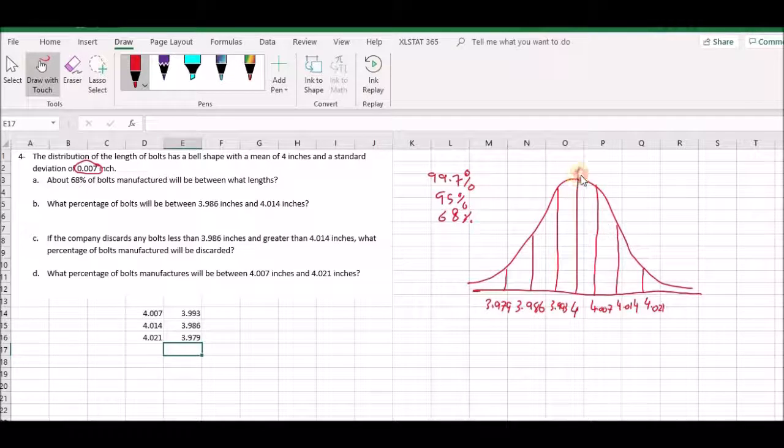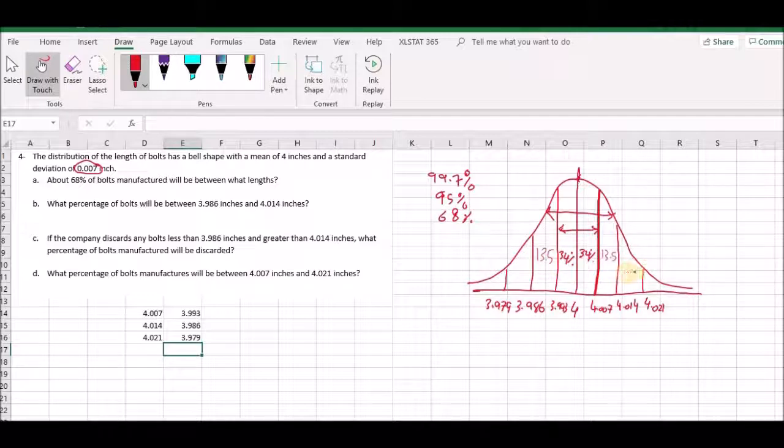So here's my mean right here. Within 1 standard deviation, I have 68%. That means I have 34 on this side and 34 on that side. I know that the bell shape is symmetrical about the mean, so I can definitely do that. And then within 2 standard deviations of the mean, I have 95% of the data. So 95% minus 68%, and then divided into 2, you will get 13.5 on this side and 13.5 on that side.